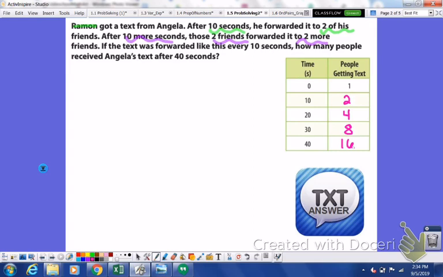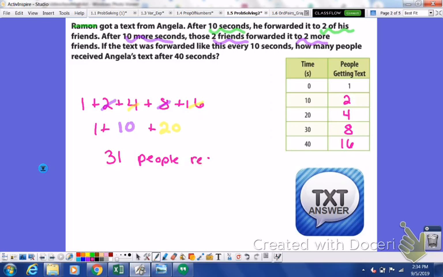So if I want to know how many people total have received that text after 40 seconds, we're just going to add them up. So 1 plus 2 plus 4 plus 8 plus 16. I'm going to use a little bit of mental math strategy here. I know 2 and 8 make 10. I know 4 and 16 give me 20. I know that yellow is a little hard to see there. So 1 plus 10 plus 20, 31 people received the text.